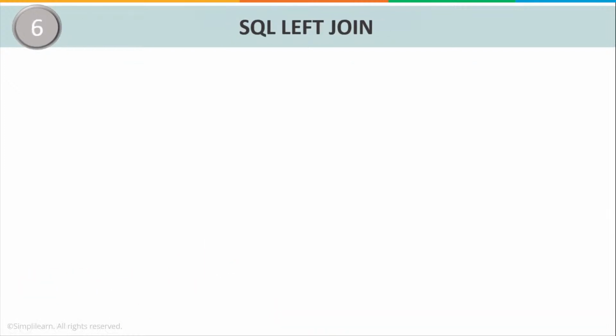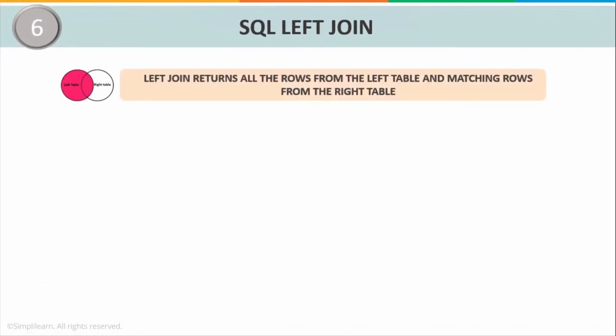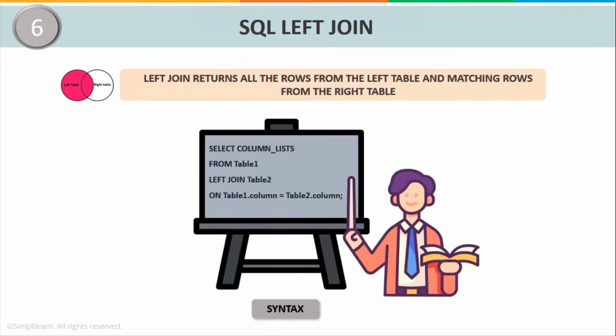Next we have SQL left join. Left outer join, also known as left join, results in a table containing all the rows from the table on the left side of the join, that is the first table, and only the rows that satisfy the join condition from the table on the right side of the join, that is the second table. Any missing values for the rows from the right table in the result of the join tables are represented by null values. Let us look at the syntax.